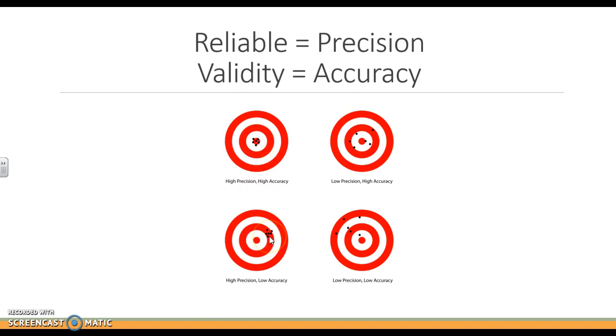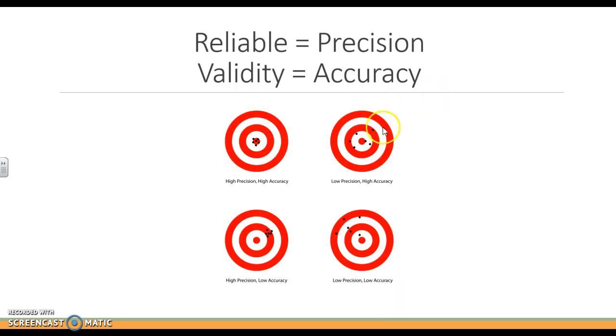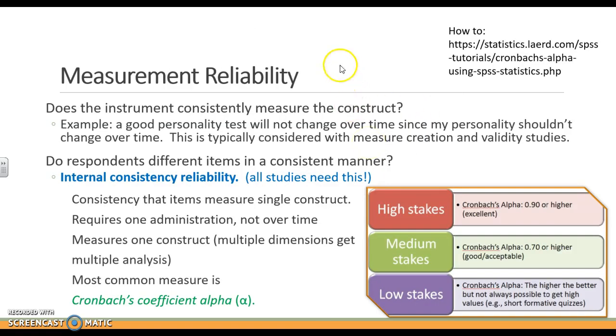This one is not very accurate because we're off target. Over here, we're less reliable, but we're still hitting pretty close to the target. So we can consider this one is sort of valid, but it's just not very reliable. And this one is just not good at all. So since we have a hard time being valid without reliability, we start with reliability.